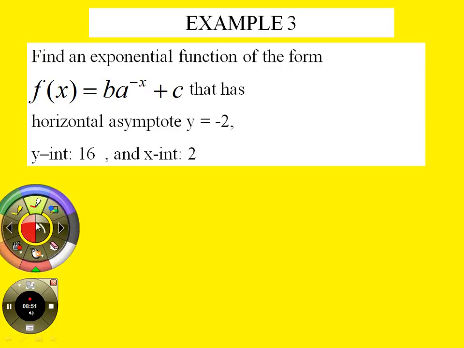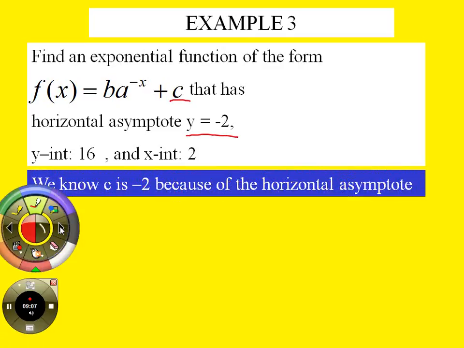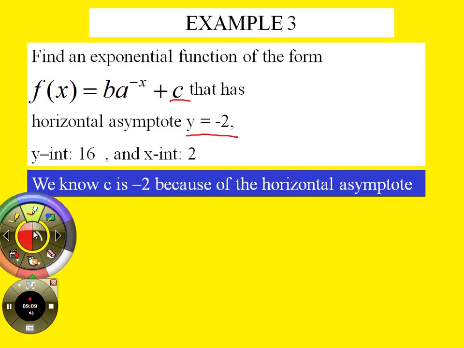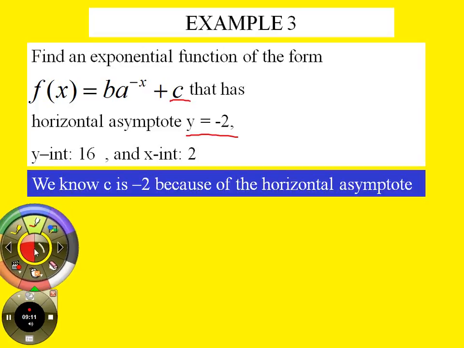The horizontal asymptote that they give us, we remember that that's what shifted it down. It used to have a horizontal asymptote of y equals 0, but now it looks like it's y equals negative 2. So that means that our c is actually negative 2, again, because it shifts it down 2 units.